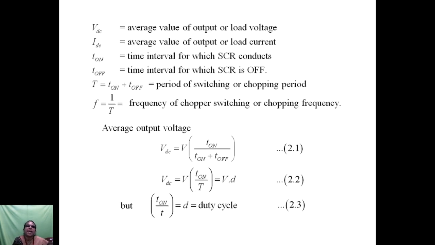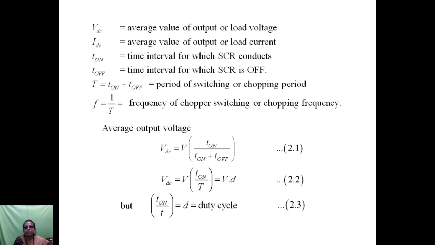VDC is the average value of the output or load voltage. IDC is the average value of the output or load current. T on is the time interval for which the SCR conducts. T off is the time interval for which the SCR is off. T is equal to T on plus T off, the period of switching or chopping period. F is equal to 1 by T, that is the chopper switching or chopping frequency. The average output voltage VDC is equal to V into T on by T on plus T off. So VDC is equal to V into T on divided by T, that is equal to V into D.